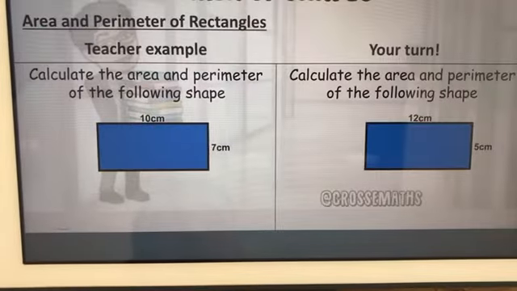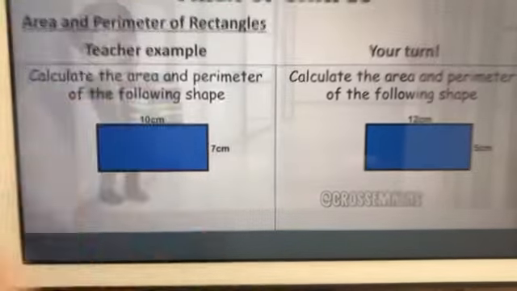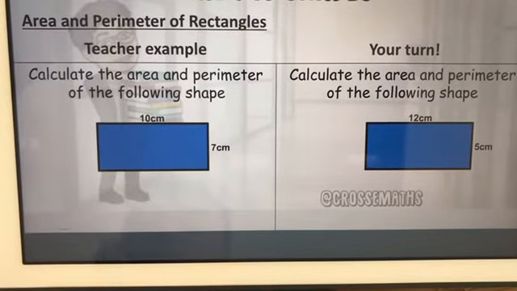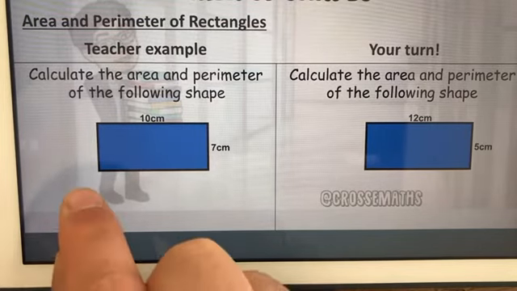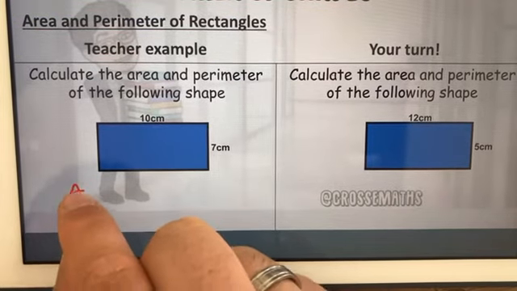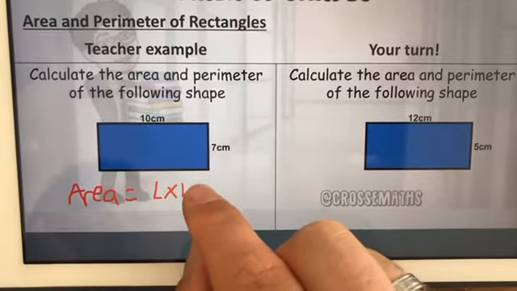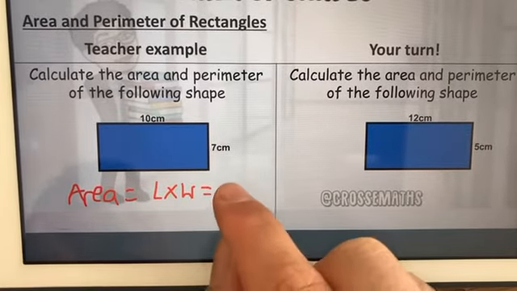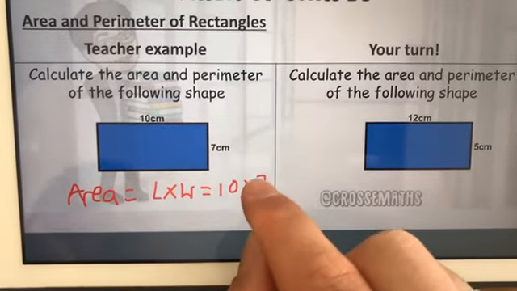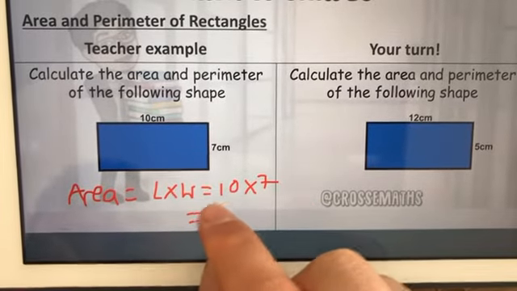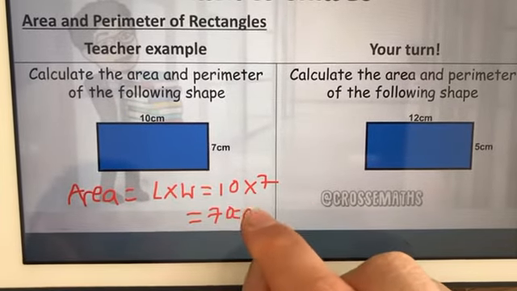Right, area of shape. So, super straightforward just to start us off. Just for those that don't know, this isn't what we're doing today, but I'm going to touch on it anyway. Area and perimeter of the following shape. This is a rectangle. So to do the area of a rectangle, area is just length times width. My length is 10, my width is 7. 10 times 7 just gives me 70 centimeters squared.